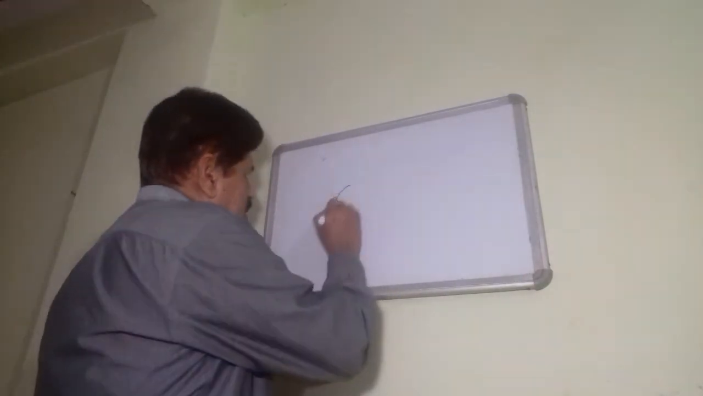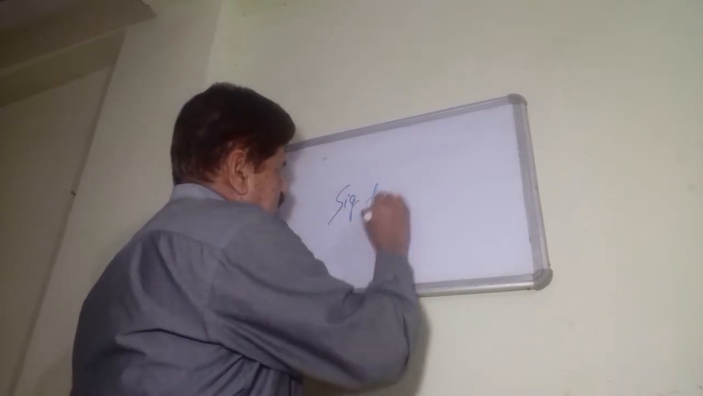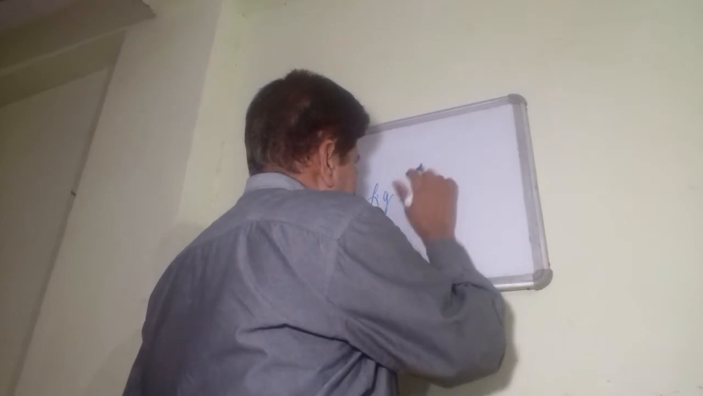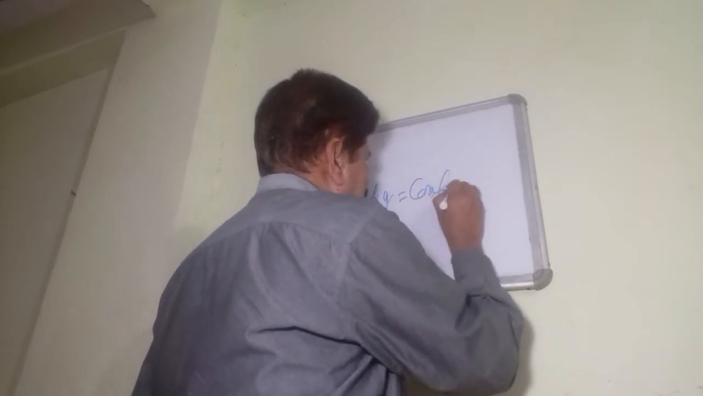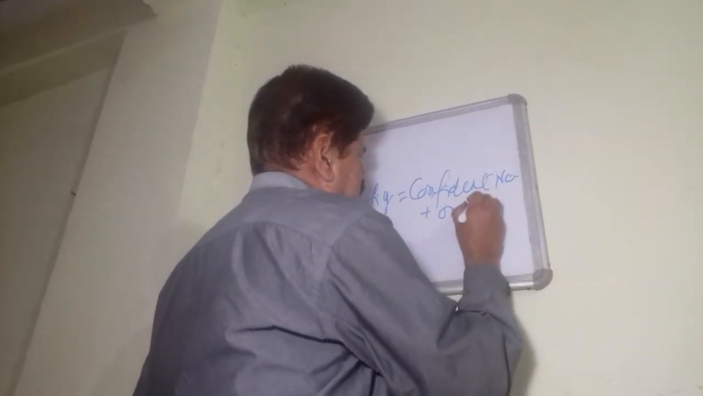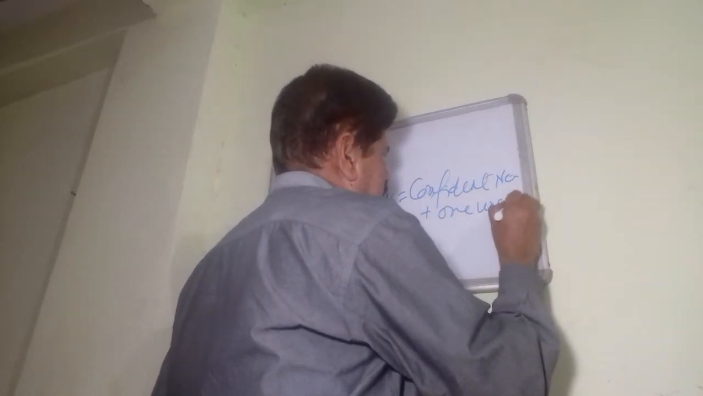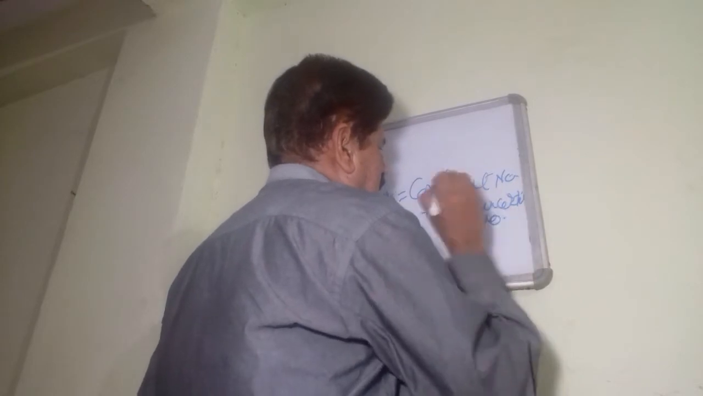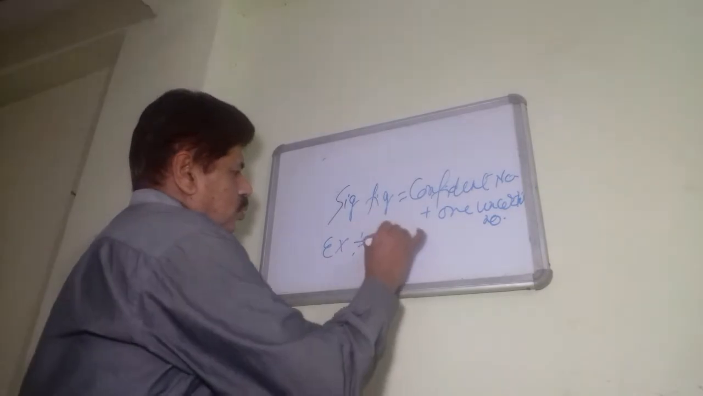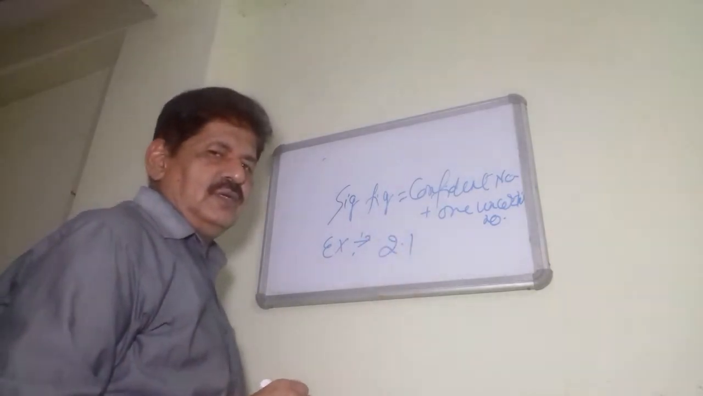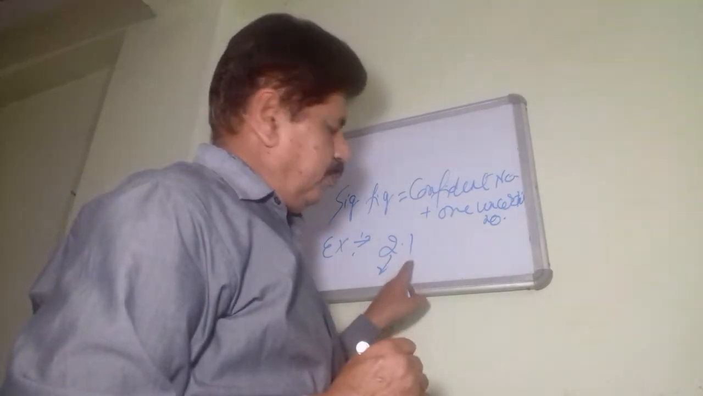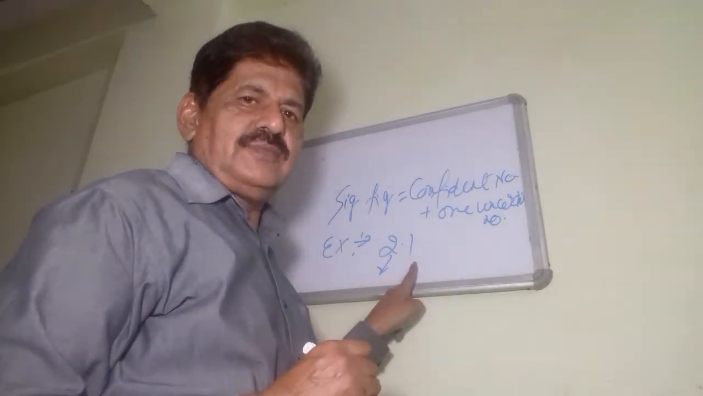So, significant figure is the sum of confident number plus one uncertain number. For example, 2.1. Here 2 is a confident or reliable number, and 0.1 is taken as the uncertain number.